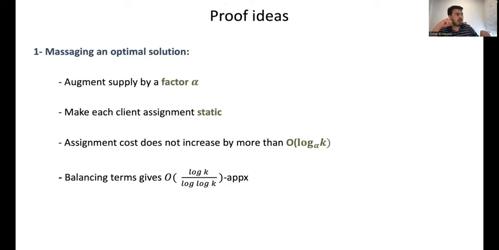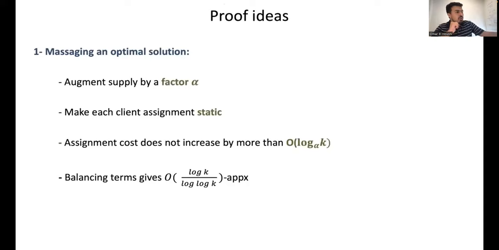So the first thing, I will augment the supply by some factor alpha. In fact, if you want to go always to the same facility, fractionally, you might go very far, and that would increase the cost if you keep the same supply. But what we can do is increase the supply, and here we take advantage of the fact that the problem is soft capacity. So we increase the supply by some factor alpha, which means we increase the first stage cost by some factor alpha.